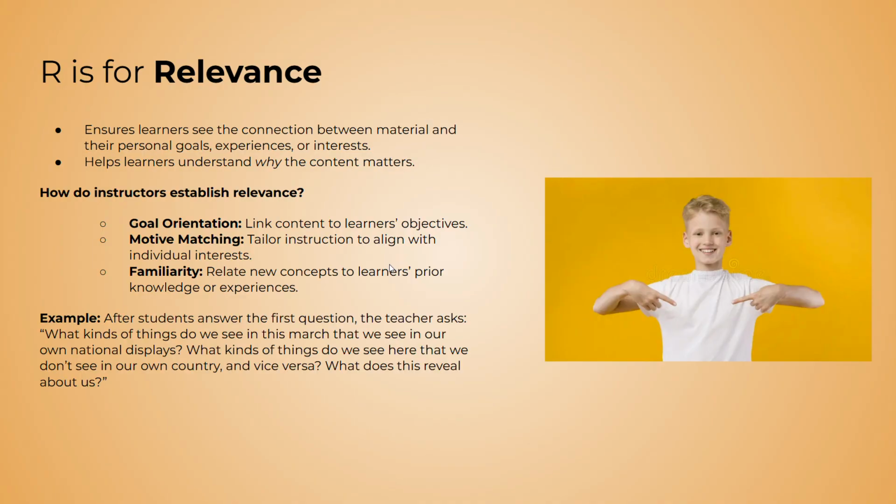So, for example, after students answer the first question, the teacher might ask, what kinds of things do we see in this march that we see in our own national displays, in our own country? What kind of things do we see here that we don't see in our own country, and vice versa? And what does this reveal about us, our system of government? And it would lead into a discussion about different hallmarks and indicators of what kind of aesthetics indicate what kind of government is what.